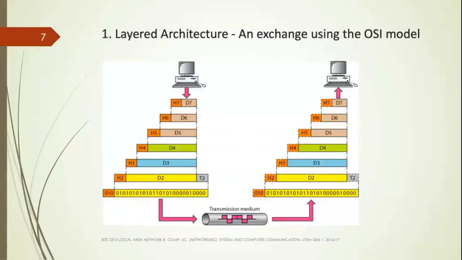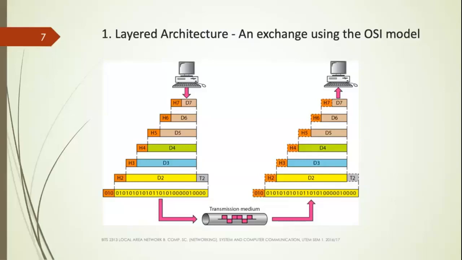Okay. So and then the data will go through D5. As the data goes through layer 6, layer 5, layer 4, layer 3, layer 2, and layer 1, all of the data will be inserted with header. So H stands for header 7, H6 for header 6, H5, H4, H3, H2, and H1. So this header will depend on the layer to which it is being attached.